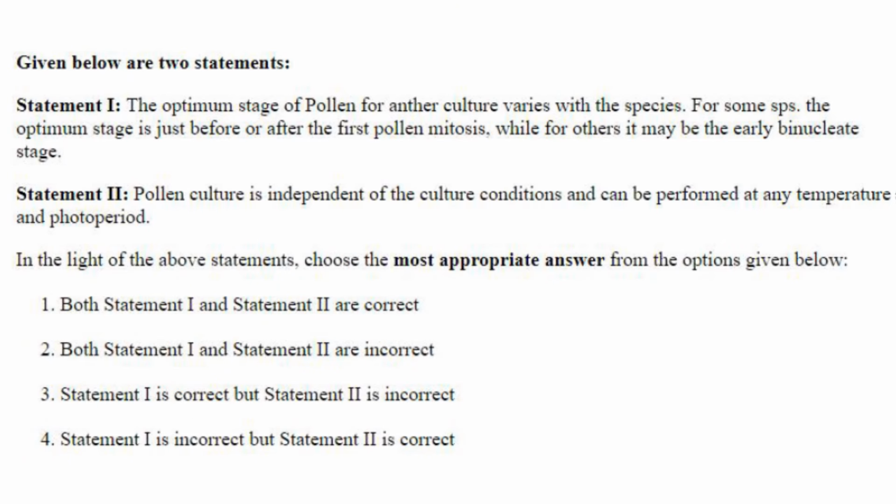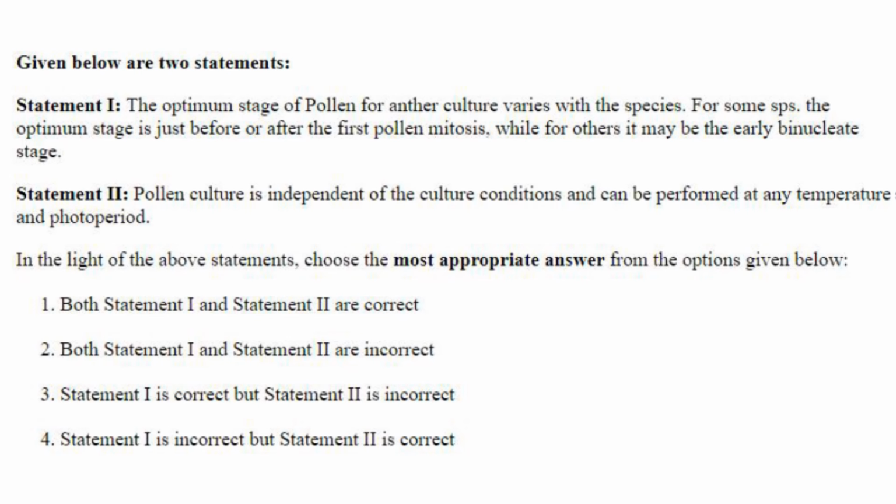Then they have given two statements. Statement 1: The optimum stage of pollen for anther culture varies with the species. Of course. For some species, the optimum stage is just before or after the first pollen mitosis. Yes. While for others, it may be the early binucleate stage. That's also correct.